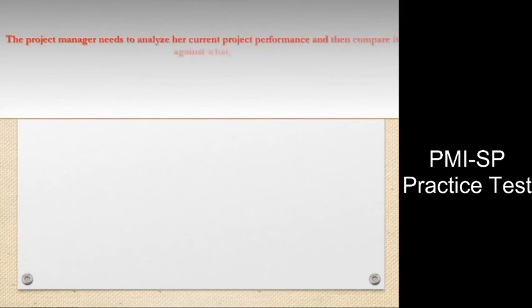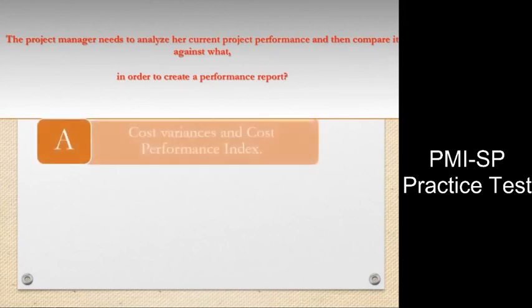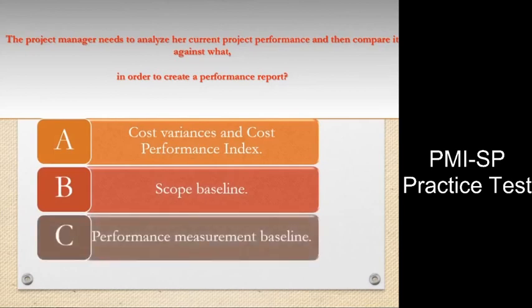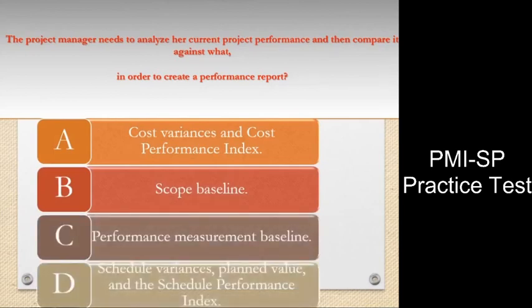Question. The project manager needs to analyze her current project performance and then compare it against what, in order to create a performance report? A. Cost variances and cost performance index. B. Scope baseline. C. Performance measurement baseline. D. Schedule variances, planned value, and the schedule performance index.